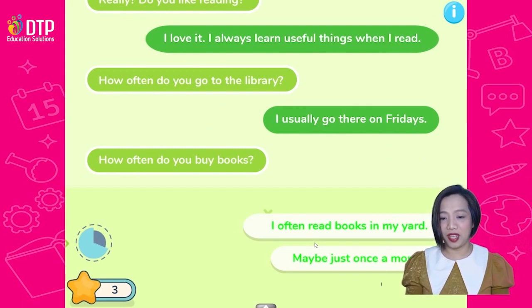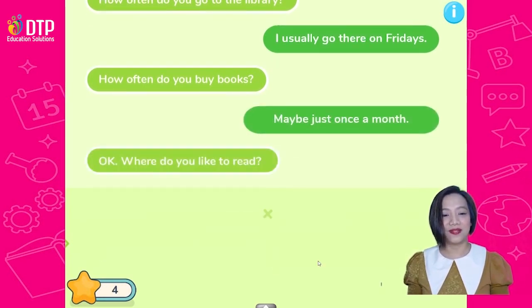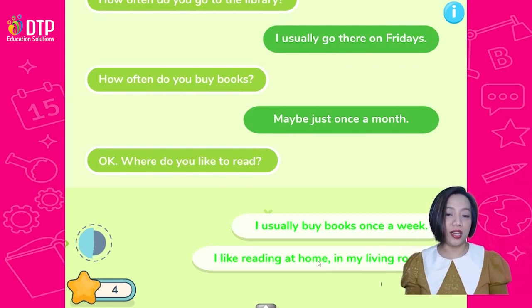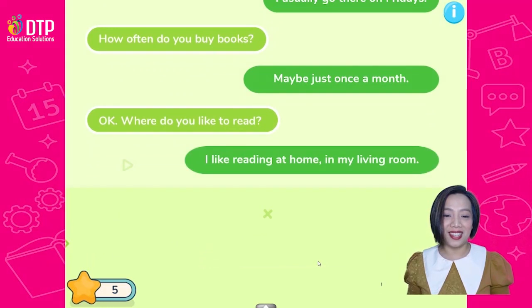I often read books in my yard, or maybe just once a month. What's your answer? Very good. Okay, where do you like to read? I usually buy books once a week, or I like reading at home in my living room. Very good.